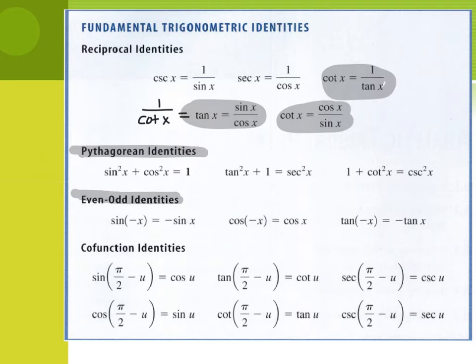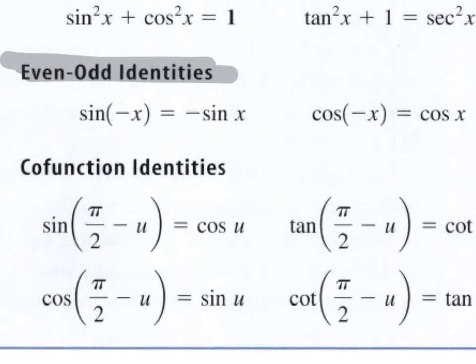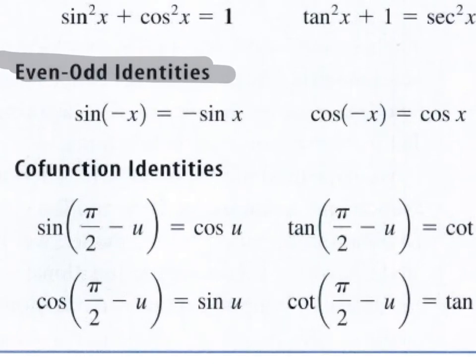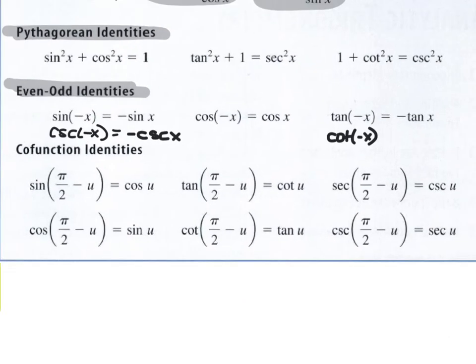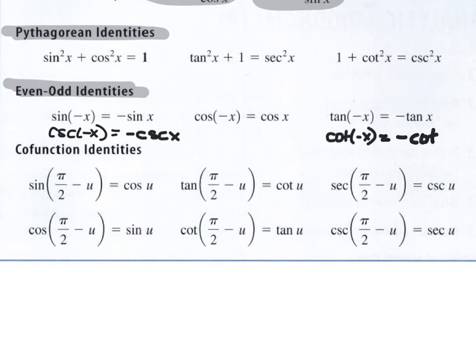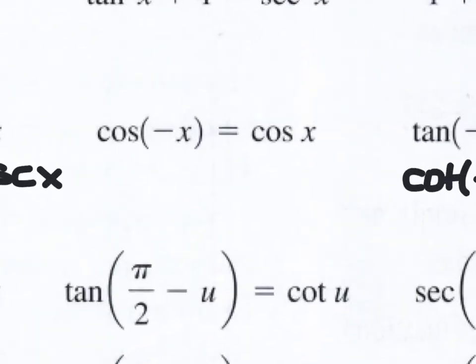The next ones are even and odd identities. And again, we've talked about these: sine and tangent and their reciprocal functions, which is cosecant and cotangent. These are called odd functions, which means if I make the angle negative, then the function itself becomes negative. So a cosecant of negative x is the same thing as negative cosecant of x. And the cotangent of negative x is the same thing as negative cotangent x. All right, so those are your odd functions. And then the even ones are cosine and its reciprocal function, which would be secant.